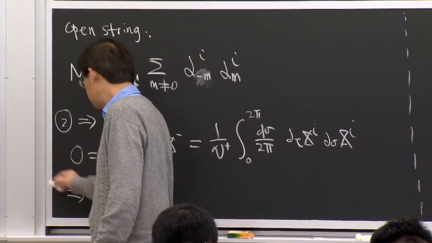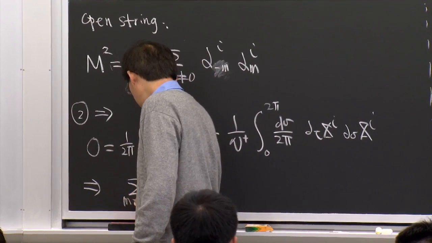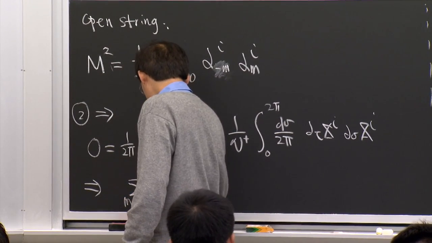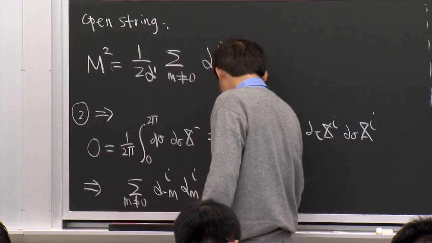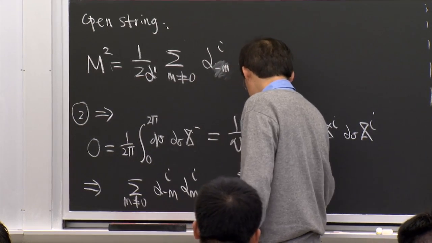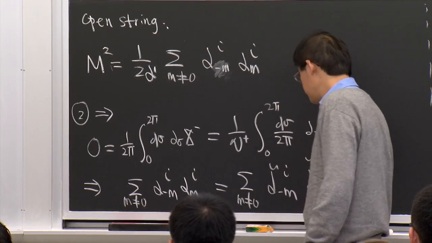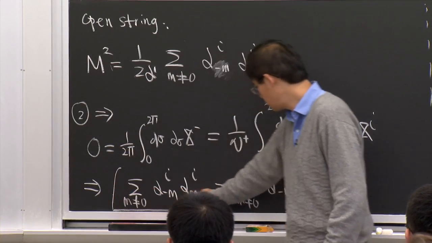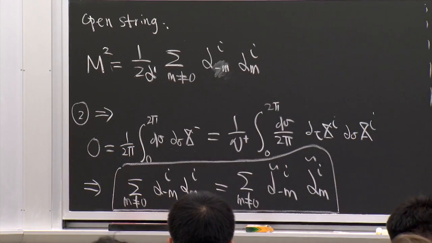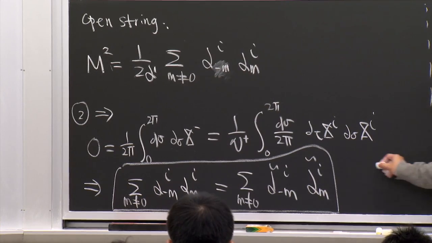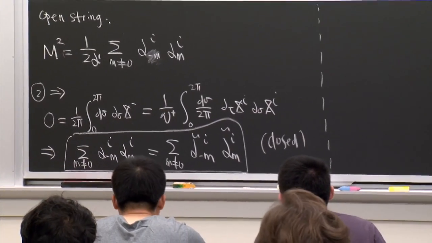So you can plug in the explicit modes, and then they become the sum over m not equal to 0 of alpha minus m i alpha m i equal to 0. Okay, so this is sometimes called the level matching condition. For the open string, this equation does not give you anything. For the closed string, this gives you a non-trivial constraint.